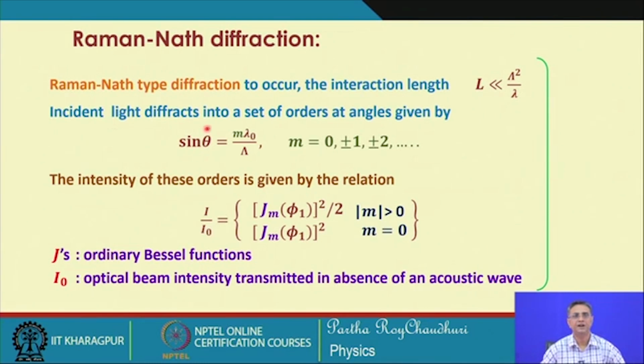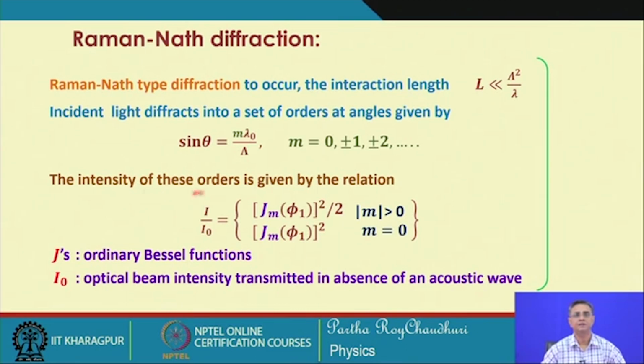Incident light diffracts into a set of orders at different angles, which are given by this. We have seen this in detail: sin theta m. For m equal to 0, plus minus 1 and 2, we will get the direction of the diffracted beams just by knowing the pitch of the acoustic wave, the wavelength of the acoustic wave, and the wavelength of the optical beam.